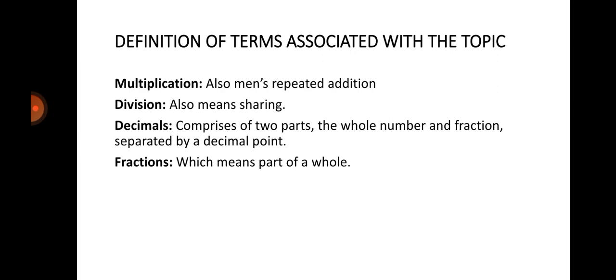Decimals comprise two parts, the whole number and the fraction. The side before the decimal point is the whole number. After the decimal point comes the fraction or the remainder. These two parts are separated by the decimal point.